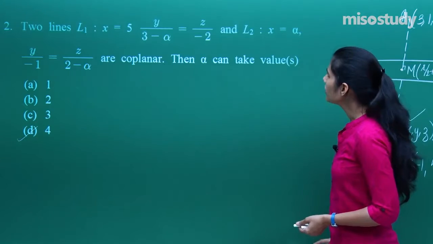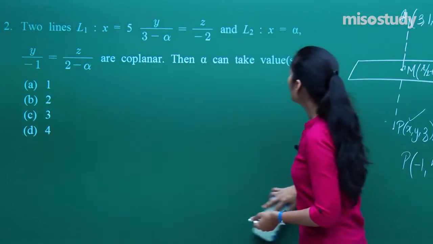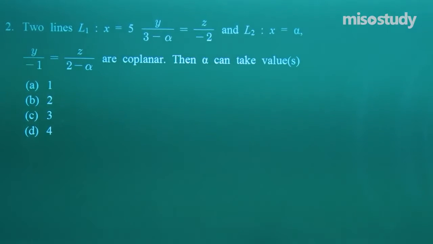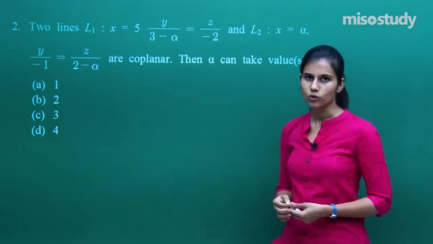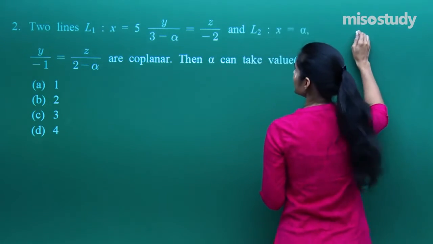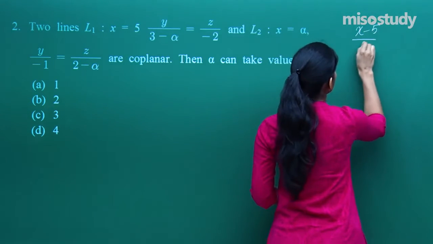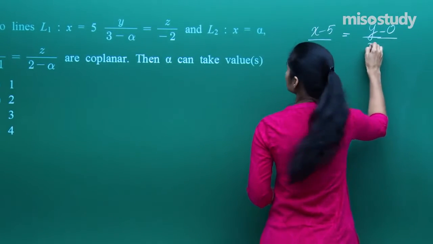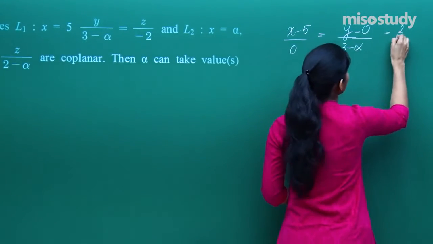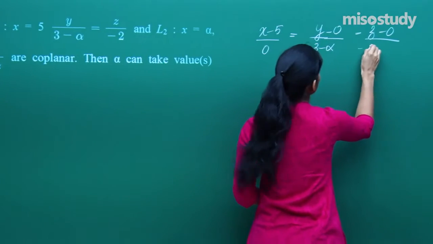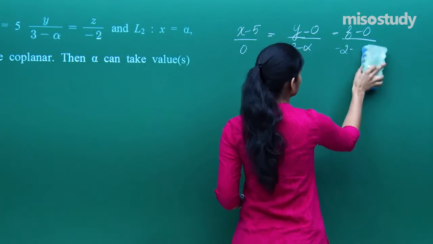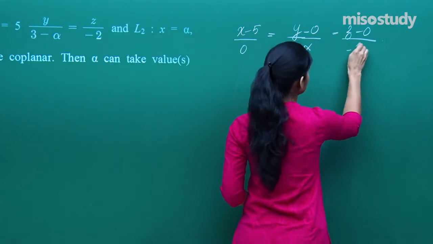We have two lines L1 and L2 given to us. They are coplanar, then find out the value of alpha. Let's see how we get the value of alpha from this fact that we know that these two lines are coplanar. Now you have the two lines given as (x minus 5) upon 0 equals (y minus 0) upon (3 minus alpha) equals (z minus 0) upon minus 2.